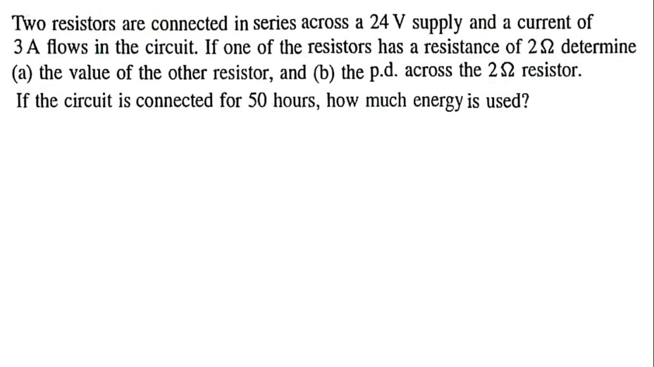We have a question here that we are going to be solving today. It says two resistors are connected in series across a 24 volts supply and a current of 3 amps flows in the circuit. If one of the resistors has a resistance of 2 ohms, determine A, the value of the other resistor, and then B, the PD across the 2 ohm resistor. If the circuit is connected for 50 hours, how much energy will be used?